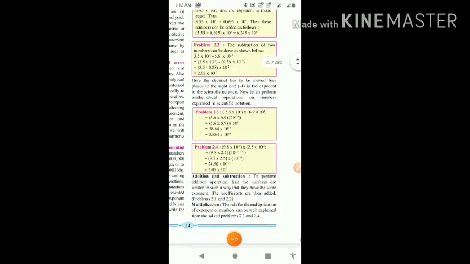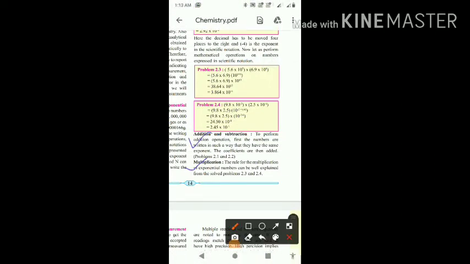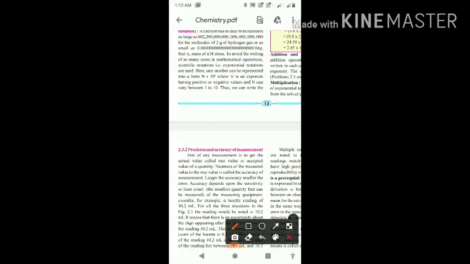Okay, so I think I have covered addition and multiplication, indirectly, with the help of these examples. Now after this we will start with the most important parameters of chemistry, that is precision and accuracy of the measurement. Actually, most of the time students get confused between precision and accuracy of the measurement. So let us start with this.